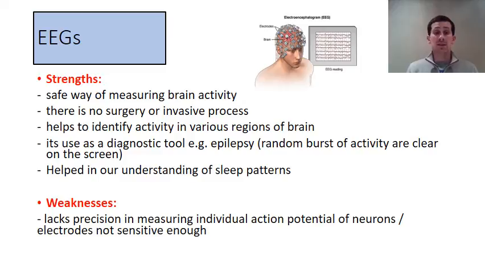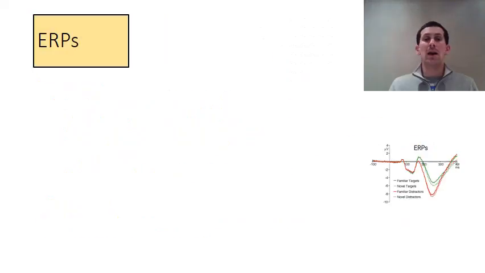But there are some weaknesses. Okay, it does lack precision. It gives you a general state during sleep or being awake, but it doesn't actually hone in on any individual neurons. It's not really sensitive enough. The electrodes aren't going to be sensitive enough to give us information on particular sections of the brain. Okay, we can't work out individual action potentials or individual electrical activity from the neurons.